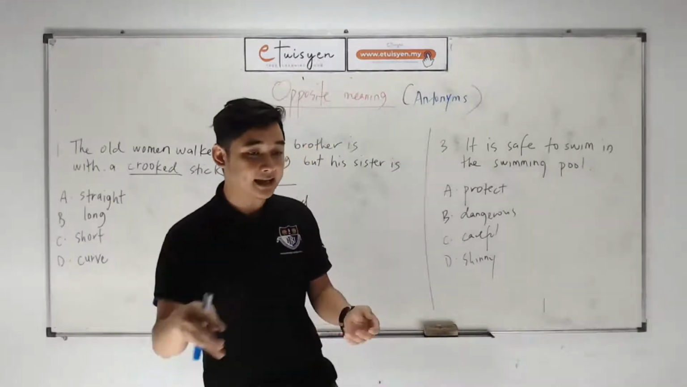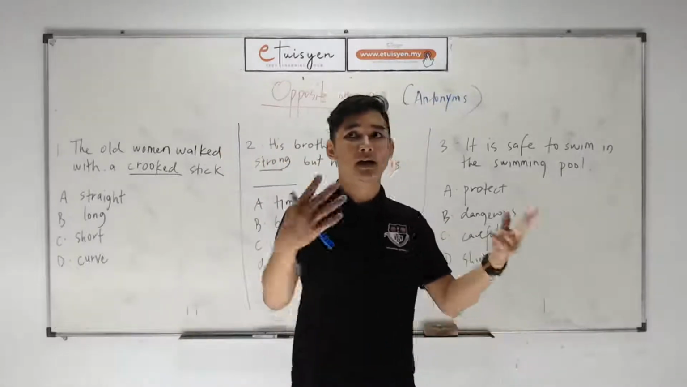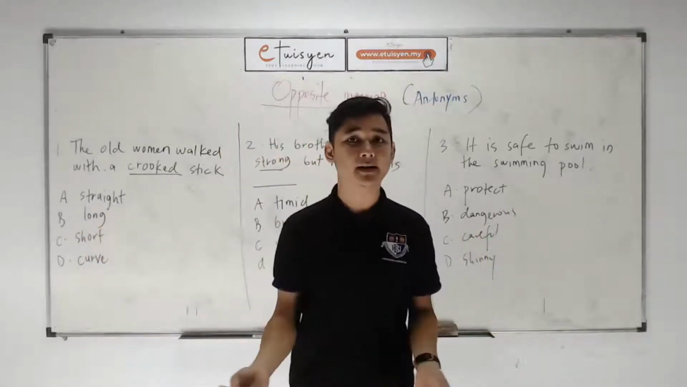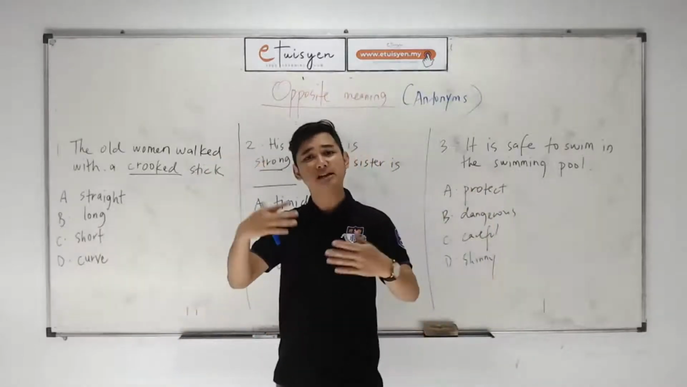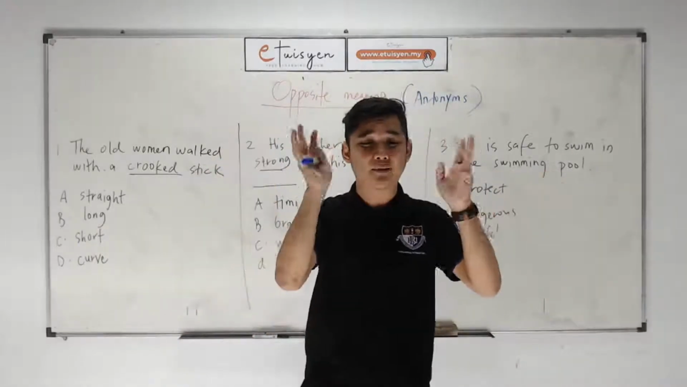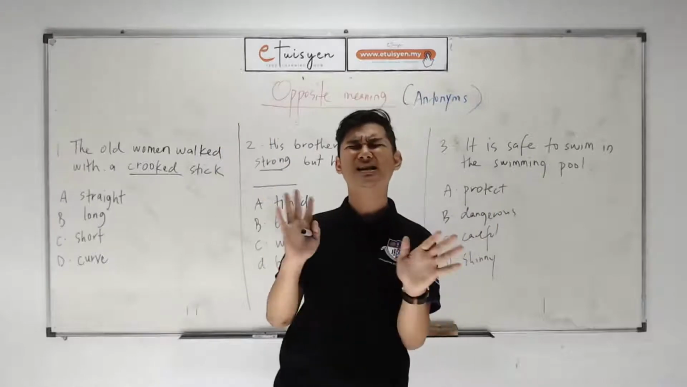Kalau you salah in tenses, you salah in verb, you salah in subject verb agreement, that one is saya boleh maafkan. Tapi for me, for synonym, for antonym, itu tak boleh salah sebab that one is very bonus for you.